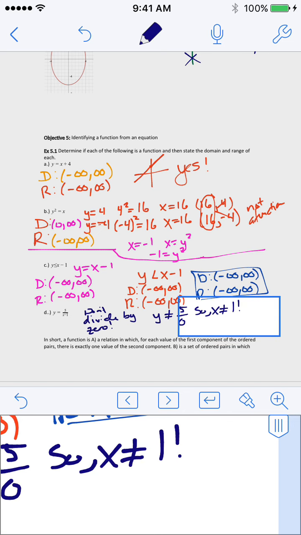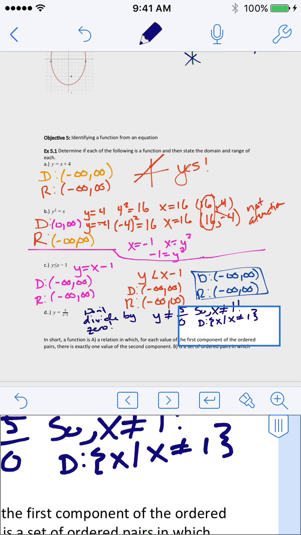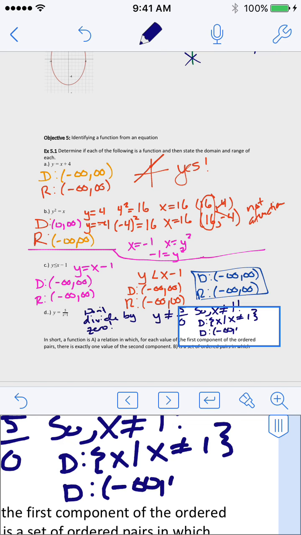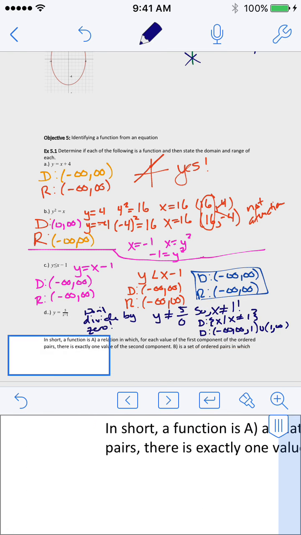So how I would write this domain is, there's one of two options. You can say x such that x does not equal 1. Or you could say the domain, if we were using our interval, you could say everything from negative infinity up to 1, not inclusive, and the little u, 1 to infinity. Either one is up to you.